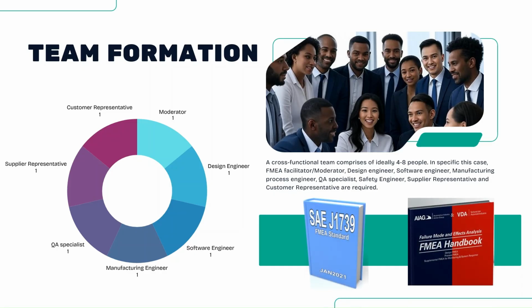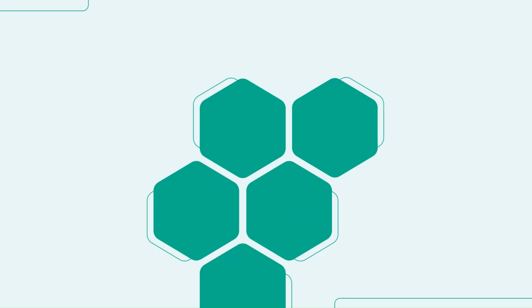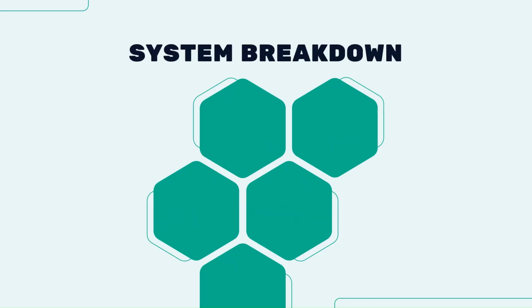As we can see, this team formation criteria is also mentioned in SAE J1739, which is an FMEA standard, and also the AIAG FMEA standard. Let's go to the next slide and understand the system breakdown. As we know, the electric vehicle is made up of multiple parts, so those parts have to be broken down, and in each part or module, the failure modes are to be identified.